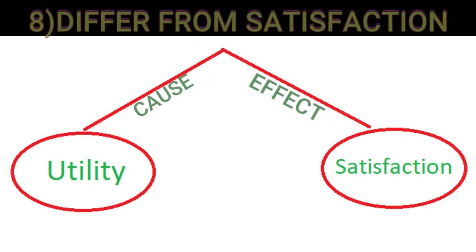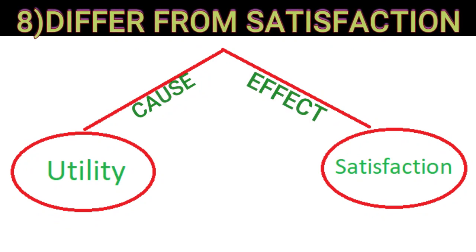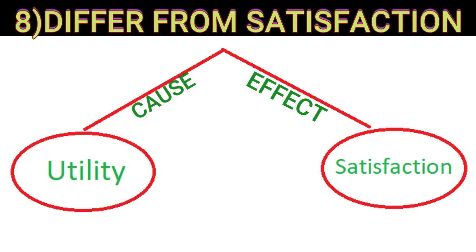And the last feature is utility is different from satisfaction. Utility is different from satisfaction in the sense that utility is the cause and satisfaction is the effect, or we can say utility is the beginning part and satisfaction is the last part. Utility is the inherent ability of the commodity to satisfy a want, and satisfaction is what comes from the consumption of that commodity. So students, we can also say that utility is different from satisfaction.